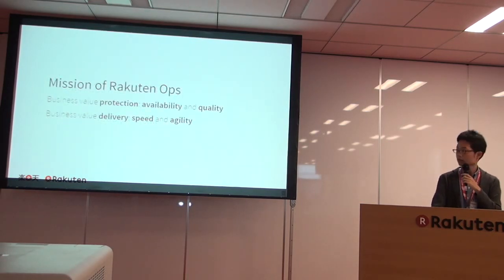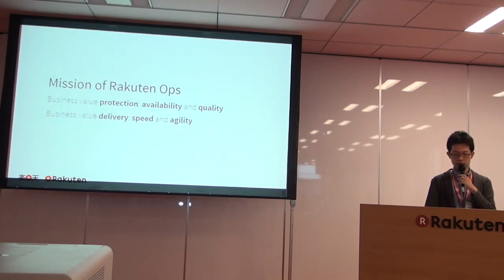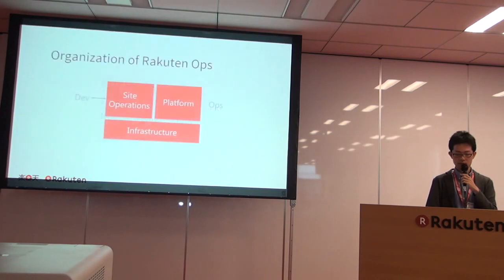Our mission is to protect business value by maximizing availability and quality of service. At the same time, speed and agility is as important as availability and quality. That is our mission. Next, Ops is divided in three major functions at Rakuten.